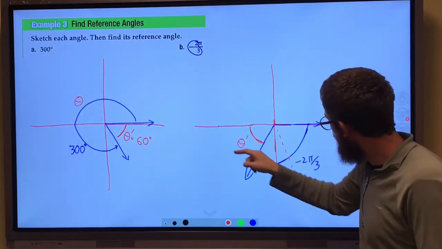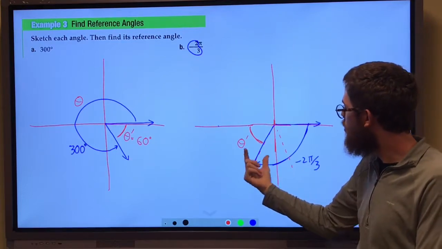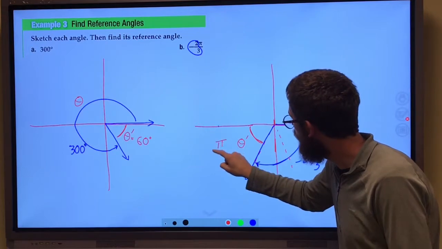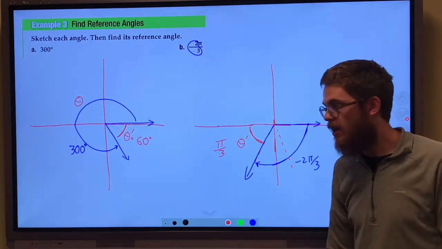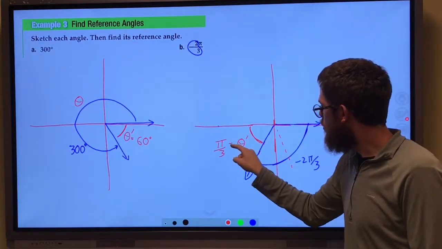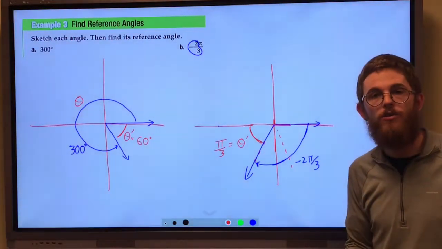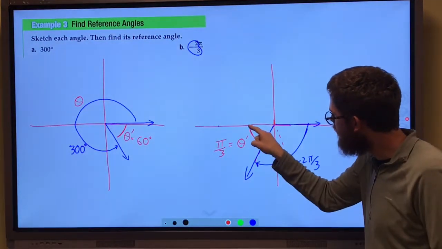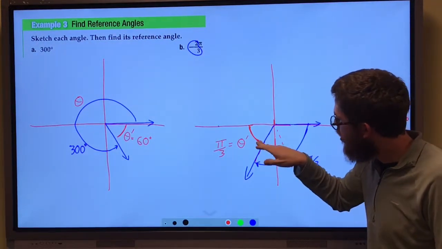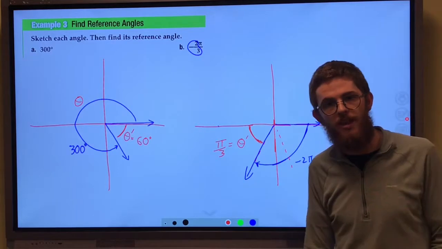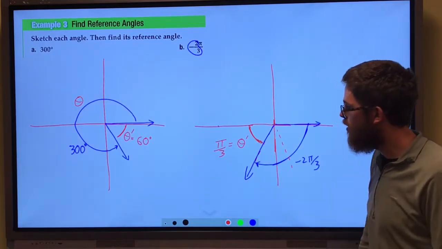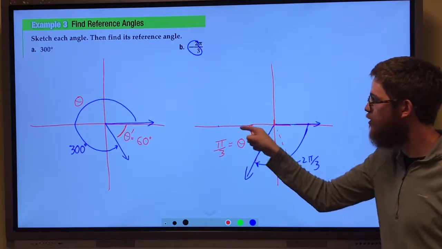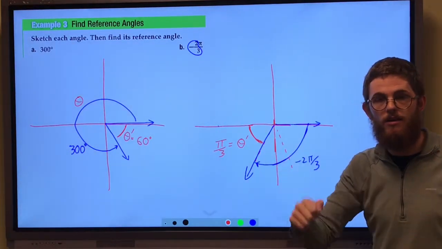All right, and what is the difference from 2 pi over 3 to get to pi? Well, we're missing a third of a pi. And so right there, our reference angle would be pi over 3. Doesn't matter if it's negative or positive, we're thinking about what is that positive angle from our terminal side to the closest x-axis. And that angle right there would be pi over 3, because we have pi over 3, and another pi over 3 gets us to that x-axis.